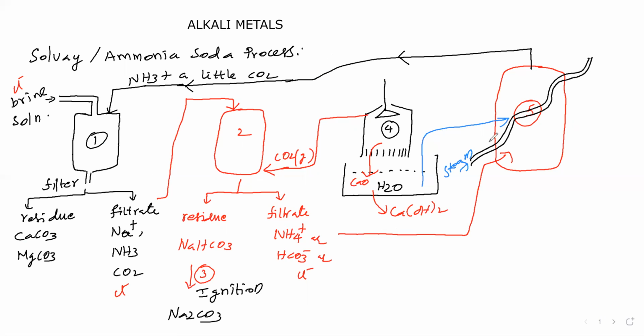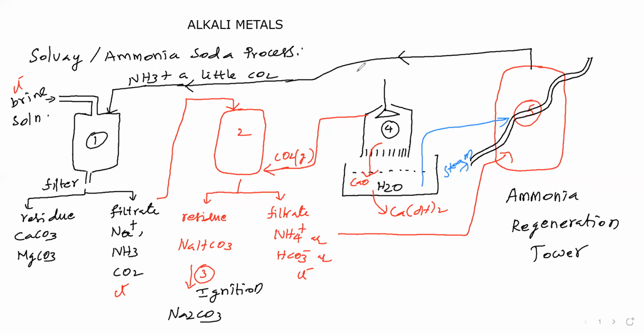That means this tower regenerates the ammonia. Therefore this tower is called the ammonia regeneration tower. Ammonia is regenerated, and that ammonia we are taking here. Bicarbonate decomposes to give carbon dioxide, and that carbon dioxide is also passed here.